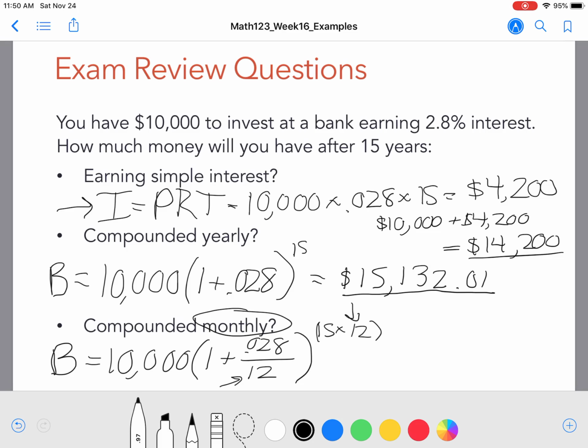Now, one recommendation that I gave in the class is to go ahead and do whatever is in your exponent first. So 15 times 12 is actually just 180. So I'm going to cross it out and write 180. And then when I go to plug this all in my calculator, it's actually pretty simple. It's just about as easy as it was last time. So we're going to do our 10,000, put our parenthesis, 1 plus 0.028 divided by 12, close our parenthesis, and then do our exponent and type 180. And I should get a slightly larger number than last time. I'm getting $15,212.17. So that's going to be my answer there.